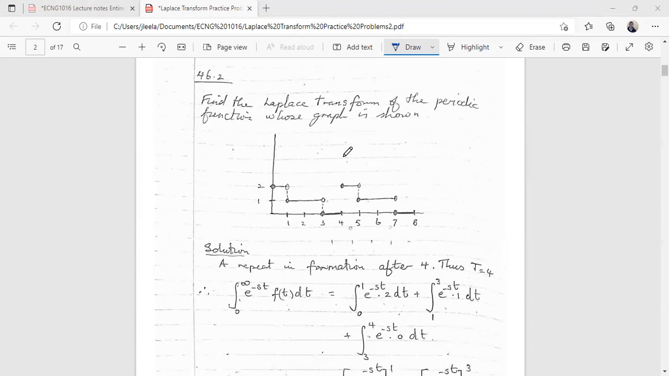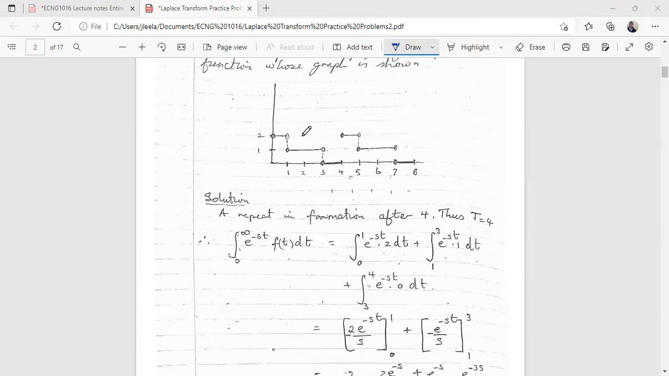Okay, so 46.2. Find the Laplace transform of the periodic function whose graph is shown, right? So again, look at this here. Between 0 and 1, the graph is 2. Between 1 and 3, the graph is 1. Between 3 and 4, the graph is 0. And then you see that repeat again.